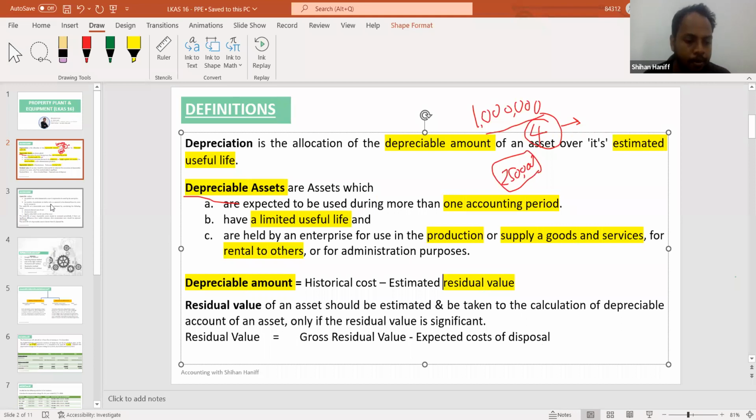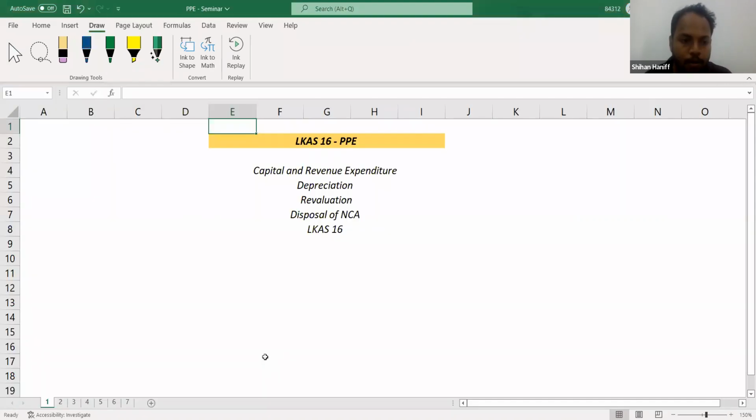Okay. What we'll do is directly move to the questions part. In between, if you have any doubts, you can ask. Okay, so we have LKAS 16. First, let's identify what is meant by capital expenditure and revenue expenditure. Then we learn the depreciation methods, the types of depreciation. Then the revaluation, what is meant by revaluation, and the disposal part.